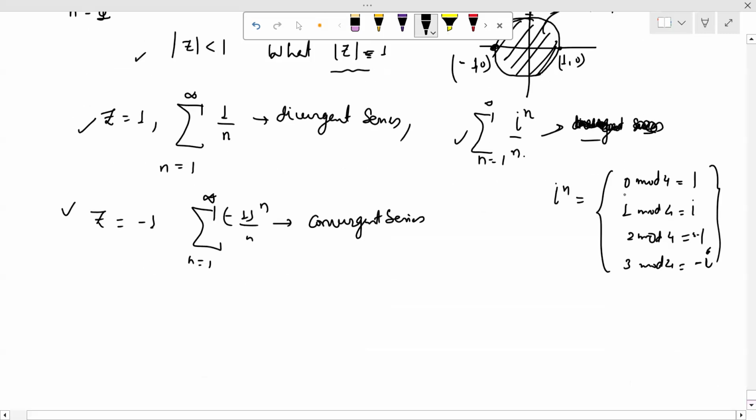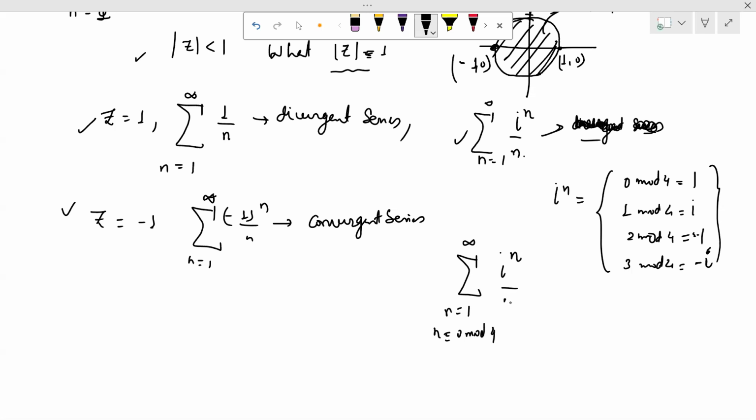So basically, let's say if I take n such that it gives me 0 mod 4, then it will be equal to 1 upon n. So therefore, it will be a divergent series. Are you getting my point? So all these things you never know.